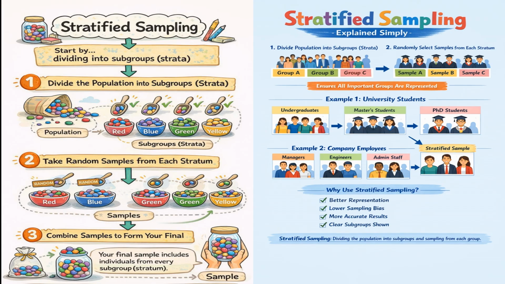Stratified sampling is used when your population has important subgroups called strata. Examples of strata: gender, age groups, departments, education level. First, you divide the population into strata. Then you take a random sample from each stratum. For example, 70% undergraduate students, 30% postgraduate students. Your sample should follow the same proportions. This method is excellent when representation of all groups is critical.